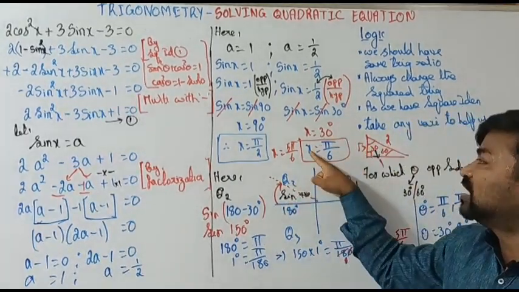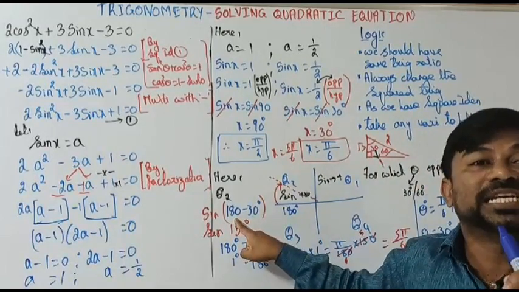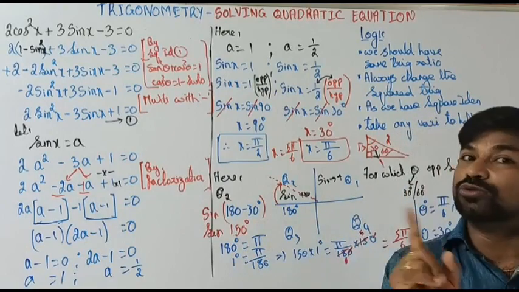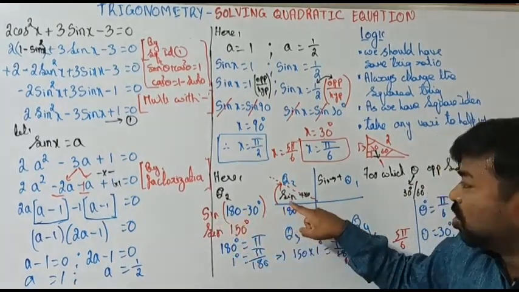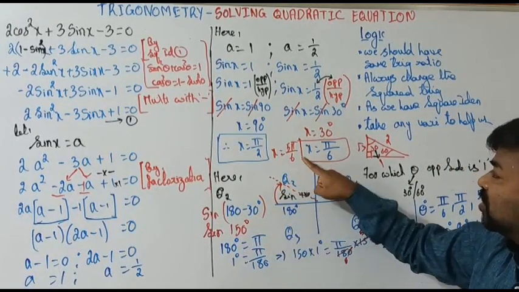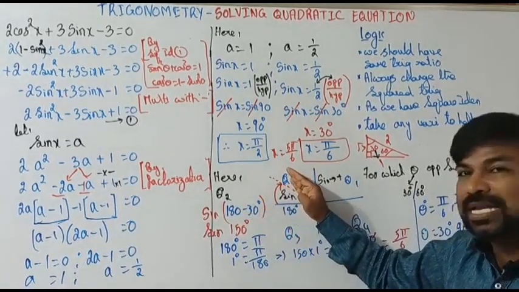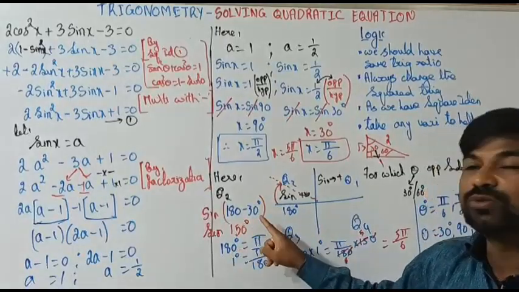Always, as we want the same sign, therefore always take 180 or 360. You should not take 90 or 270. Why? Because we need the same sign repeating. So 150 can be written as 180 minus, we need the same 30 here. Therefore 180 minus 30 is also in the second quadrant, and 180 minus 30 means 150.